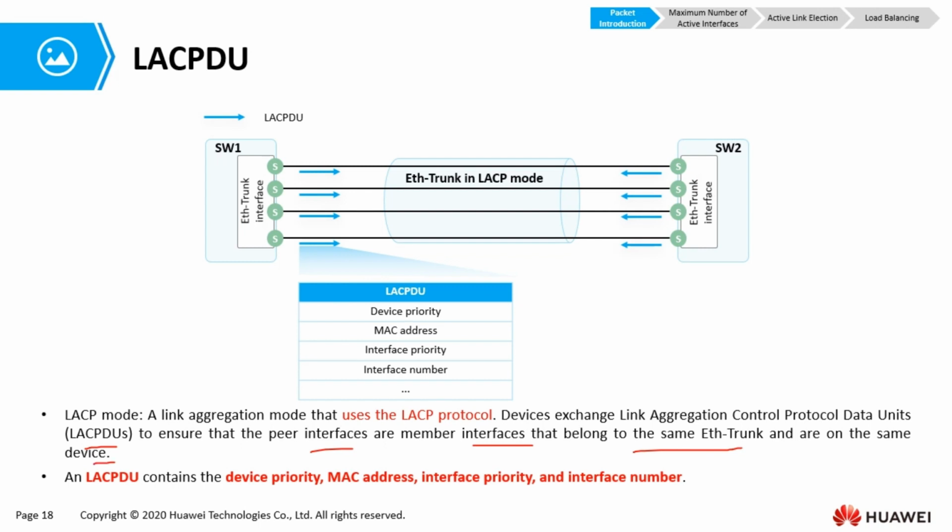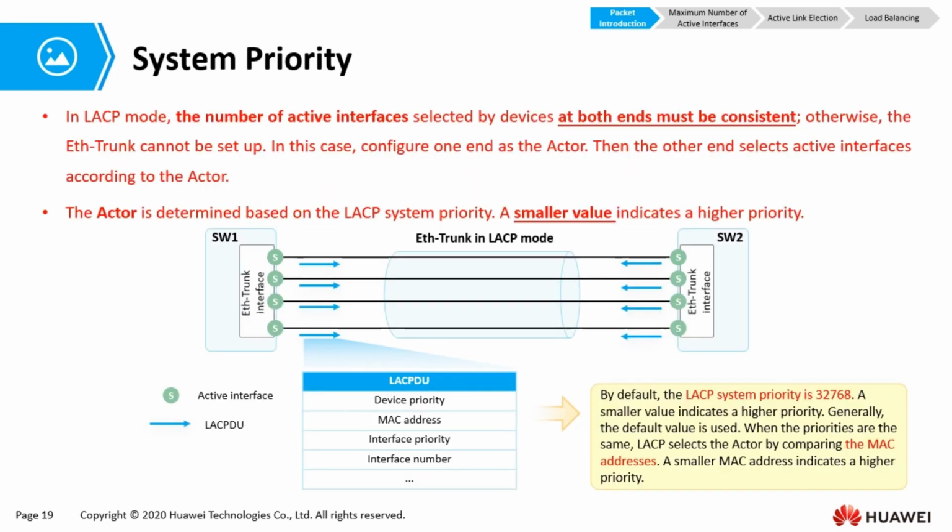Normally, the LACPDU carries the device priority, MAC address, interface priority, and also the interface number. So we are looking here to understand the LACP priority. Under LACP mode, we have to ensure the number of active or selected interfaces is consistent. That means if here is 4, here will also be 4. Otherwise, the Eth-Trunk cannot be set up.